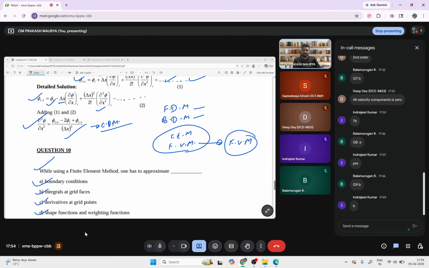So I'll wait two or three minutes. You just recall your concept. Okay, Bala is telling D option, the shape function and the weighting function. Nice. Other students, please just try to write your answer in the chat box. Okay, so Deep is telling D option, shape function and the weighting function. Other students, please also write your answer in the chat box.